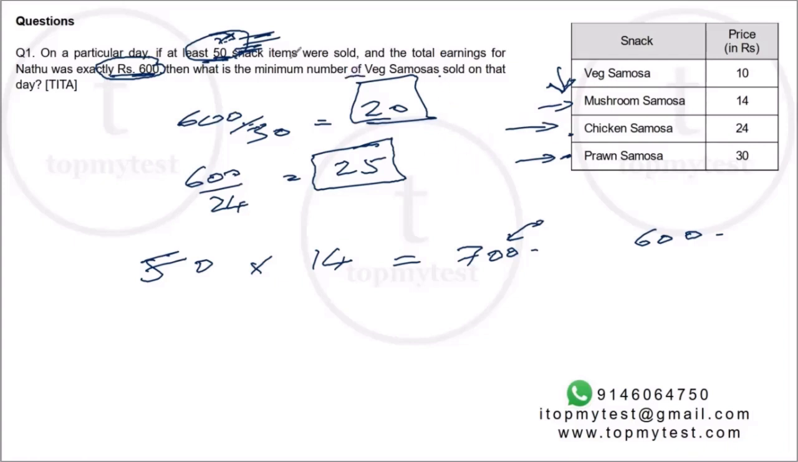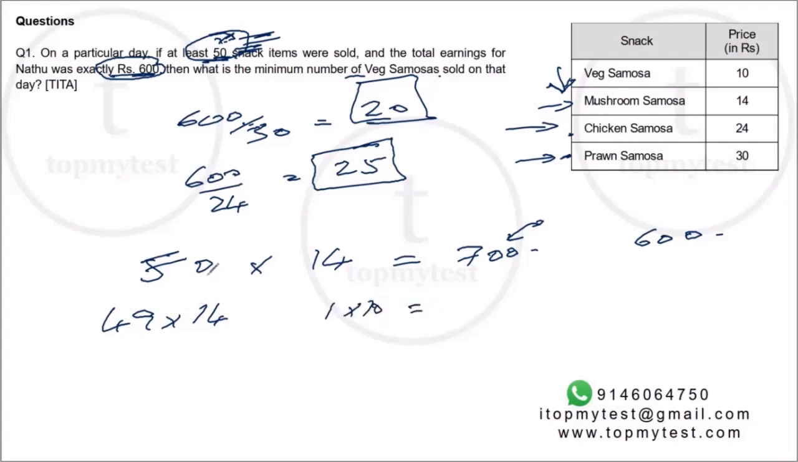Now, I have to slowly replace a mushroom samosa with a veg samosa. Every time I replace a mushroom samosa with a veg samosa, suppose I take 49 mushroom samosas and one veg samosa.